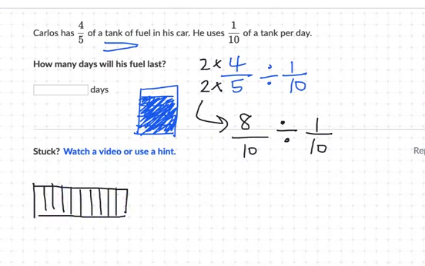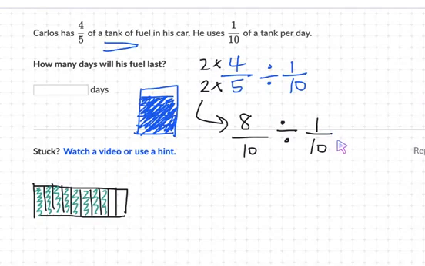So I'm going to shade in 8 of those parts. 1, 2, 3, 4, 5, 6, 7, 8. This is 8/10. His 4/5 tank is equivalent to an 8/10 tank of fuel because we just made equivalent ratios here. 4/5 is the same as 8/10.